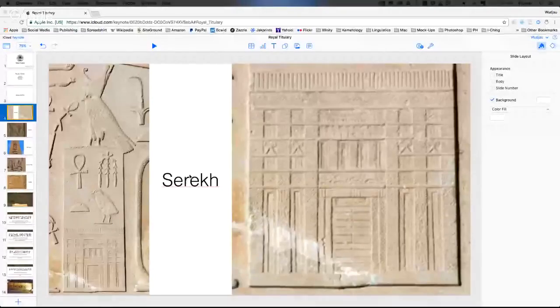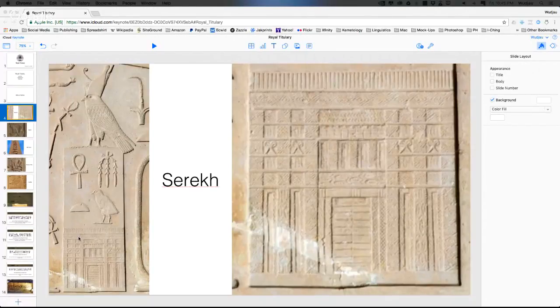This is the Serekh, and the word Serekh means to make known. The components of a Serekh are the facade of a palace, which is usually at the bottom, and then the top portion would be the falcon. So those are the two main things to identify.